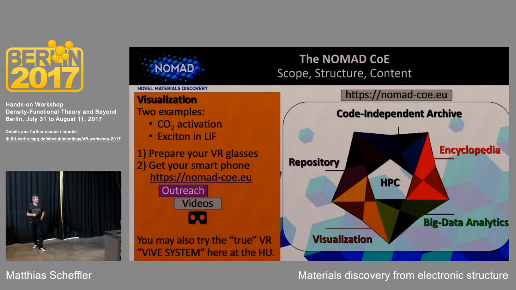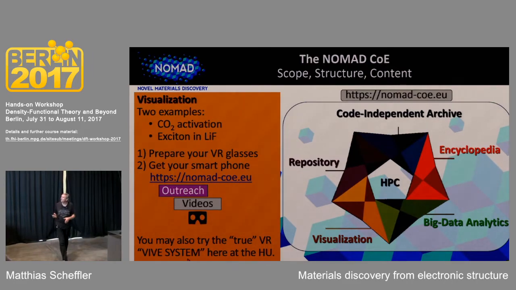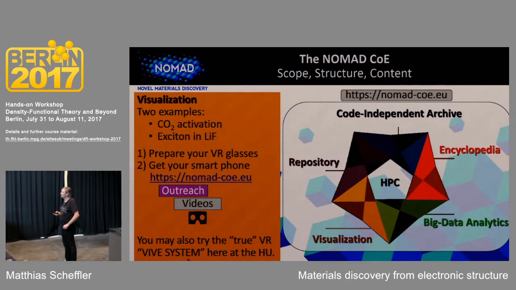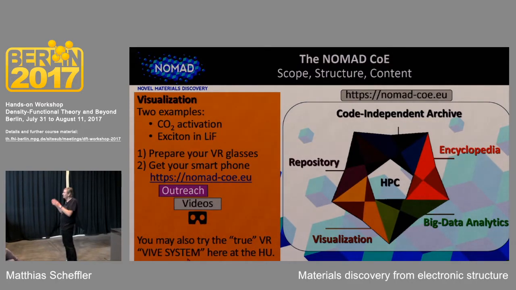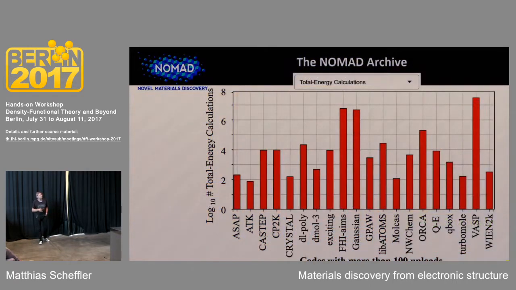Now, you may use this with your VR glasses, but we also have a Vive system installed here at the Humboldt University, and that is a real one, because with the glasses which you have and with your smartphone, you can look around. If you use it, you will see that something happens behind you, and so you have to turn and look around. In a true virtual reality, you can also walk ahead or jump or fall, and you can look at that in this Vive system here at the Humboldt University. But only one person can do it at a time. So if you have time, just ask Pasquale or ask Claudia Draxel.